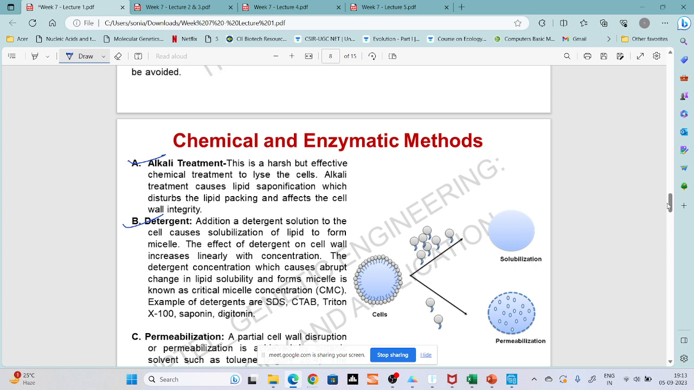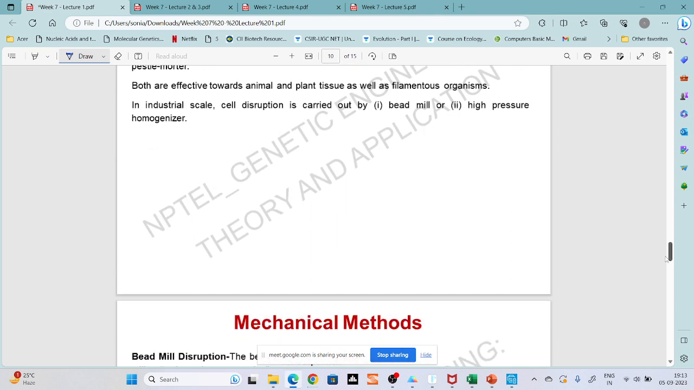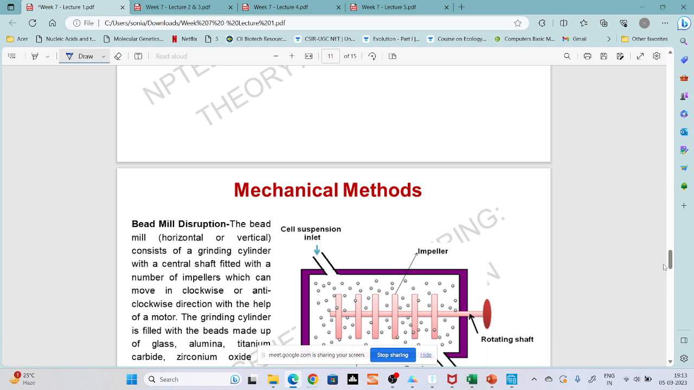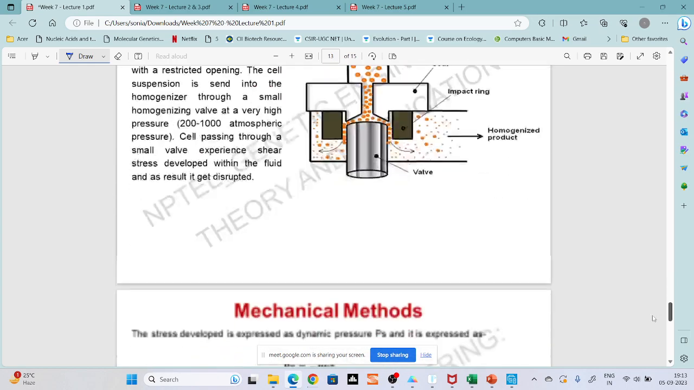You can have detergents, you can permeabilize your cell wall, and then you can have enzymatic digestions also. So enzymatic digestion means that you can use enzymes that can digest the cell wall, the cell membrane. So you can use lysozymes, you can use pectinases. Like this, you can use many kinds of enzymes that can damage or lyse the cell wall, cell membrane. Then you have mechanical methods like pestle and mortar that we all use in our day to day lives in our kitchens. And then we have many different methods such as bead mill disruption, high pressure homogenizer.